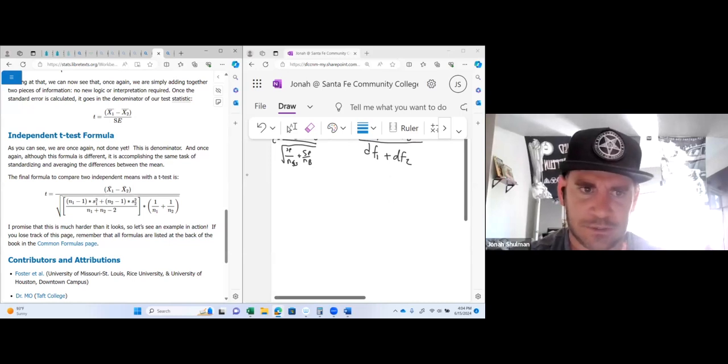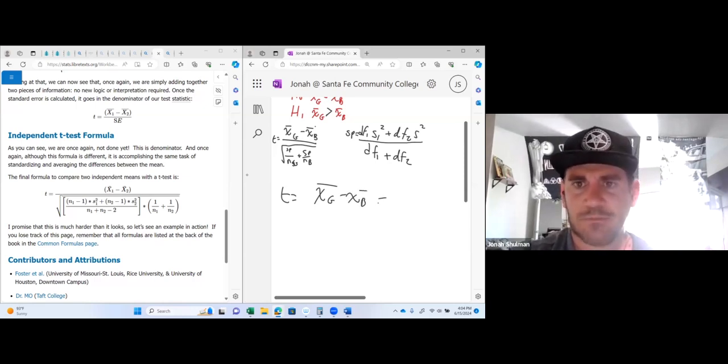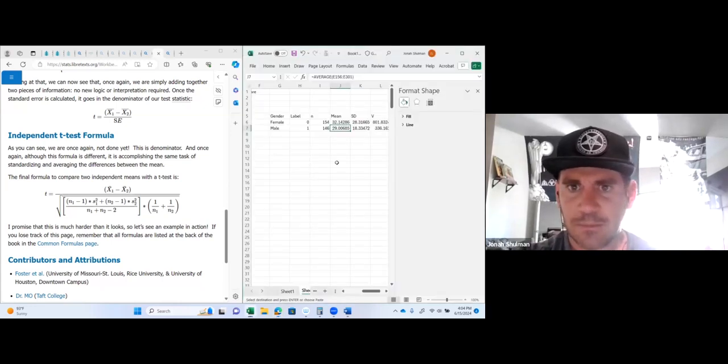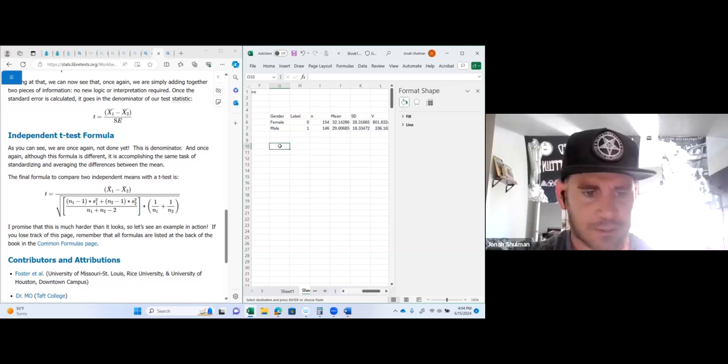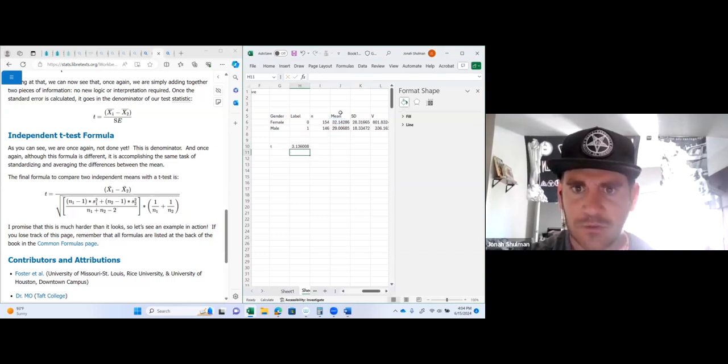To get our t statistic, it's going to be our first mean of girls minus the mean of boys. I'm going to do these things one at a time. So girls minus the boys, that's the top, and this is to get our t value. The numerator is equal to the first mean minus the second mean, so 3.136008.